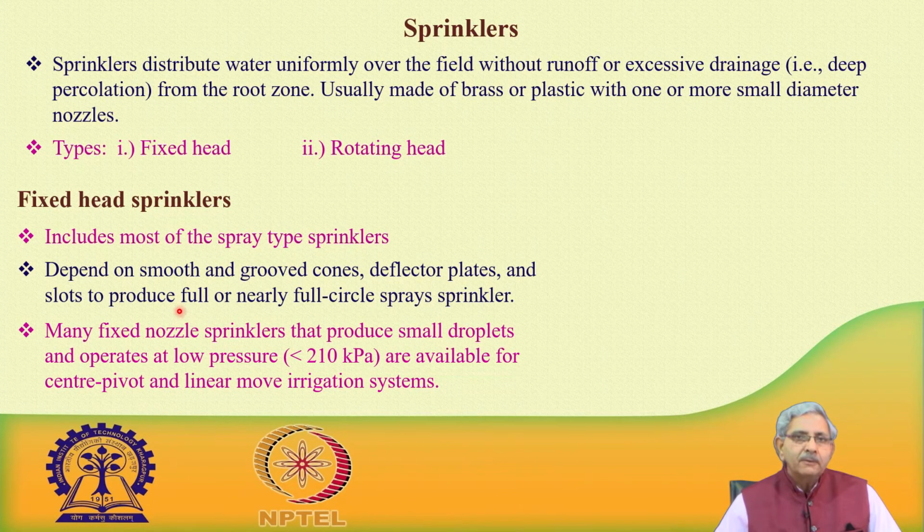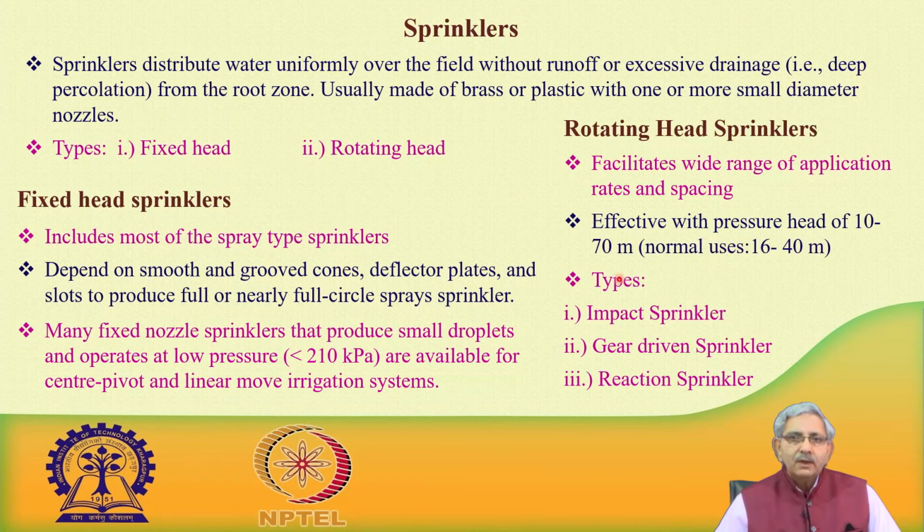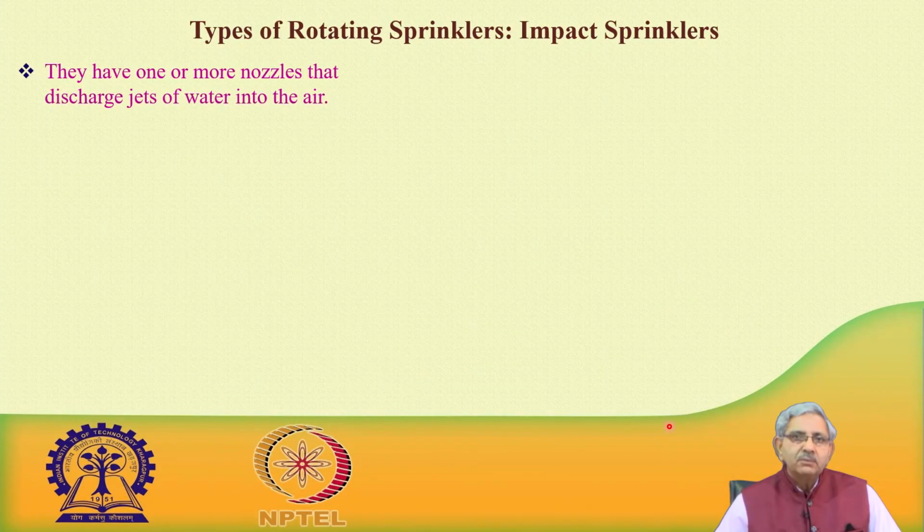It depends on smooth and grooved cones, deflector kind of thing, and it is mainly used for increasing the humidity. This requires relatively lesser pressure, whereas rotating sprinklers require more pressure, and the rotating head sprinkler could be of impact type, gear driven type, or reaction type.